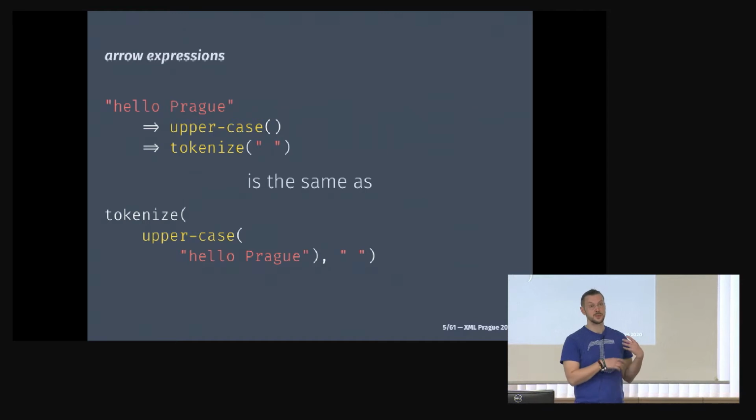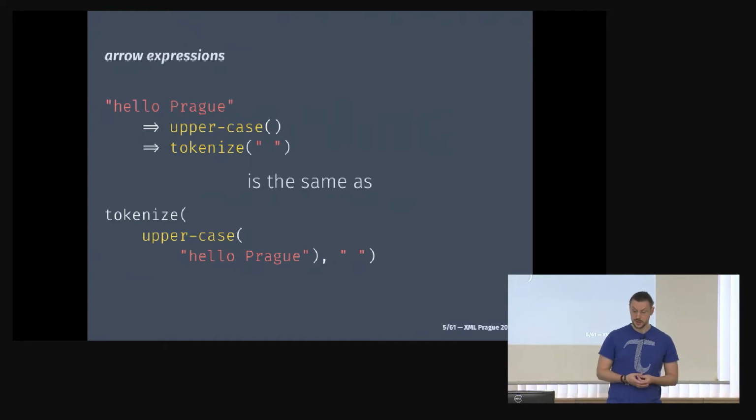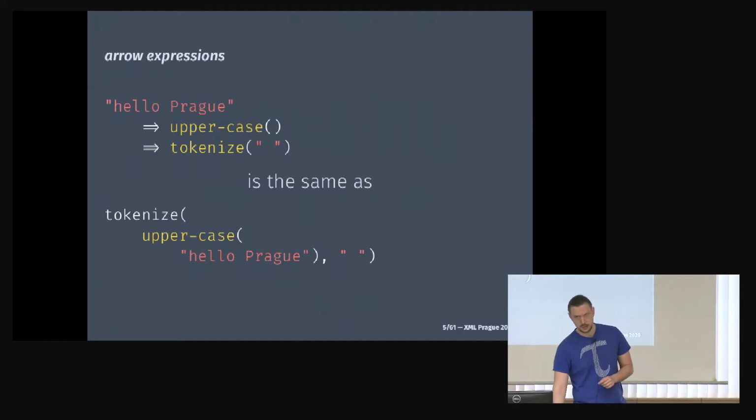Interestingly, this is a pipeline operator. The arrow expressions are kind of a pipeline operator, and JavaScript wants to have that too, so it's in the proposal right now. It's at stage 4, I think. Not sure.